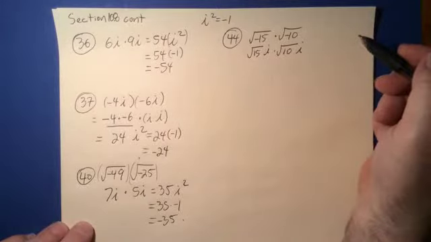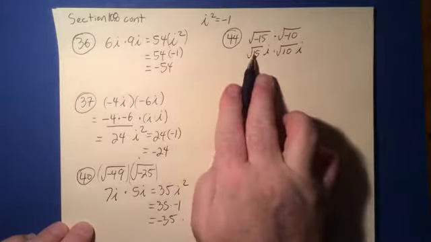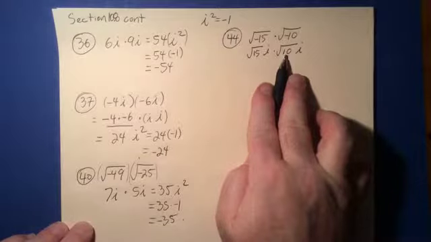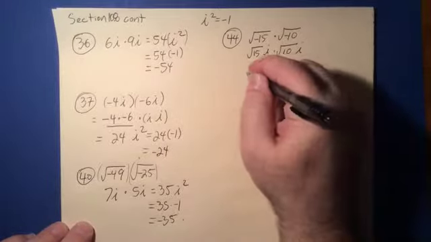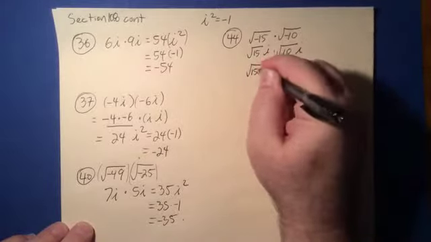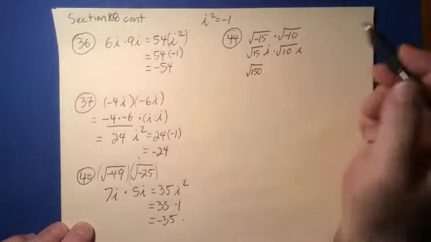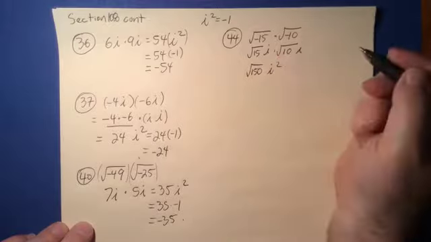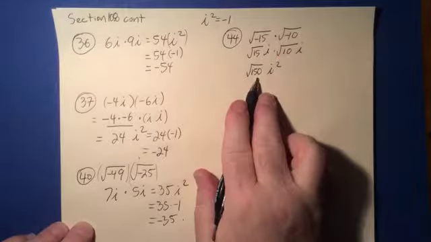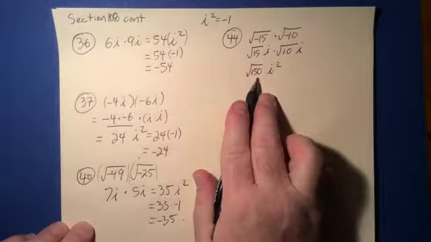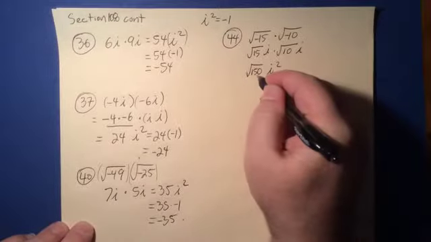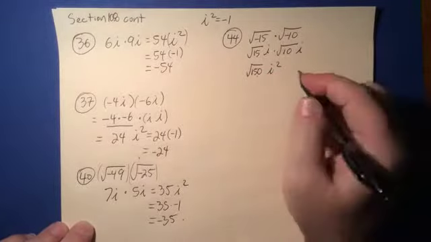If I want to, I can do a couple things. I can take radical 15 times radical 10 now, and multiply it to get radical 150. I can then take i times i, and get i squared. So now that I have the square root of 150, I can simplify this as much as I can.